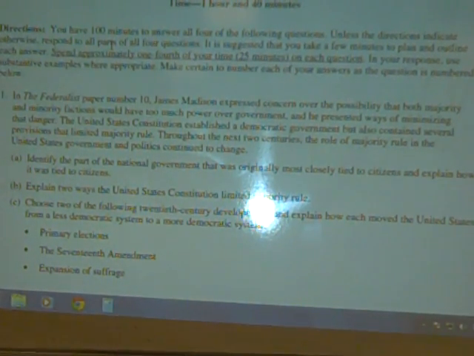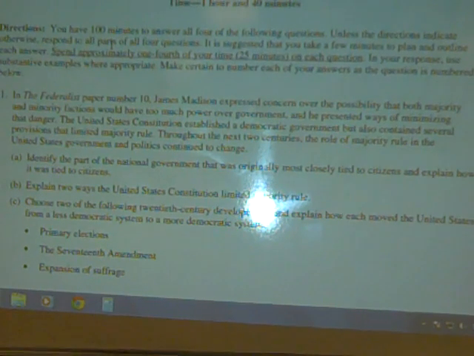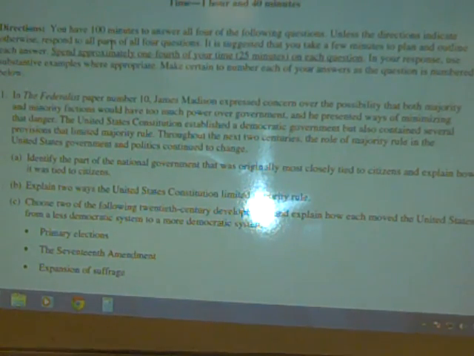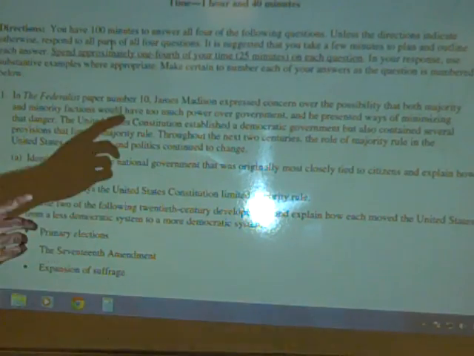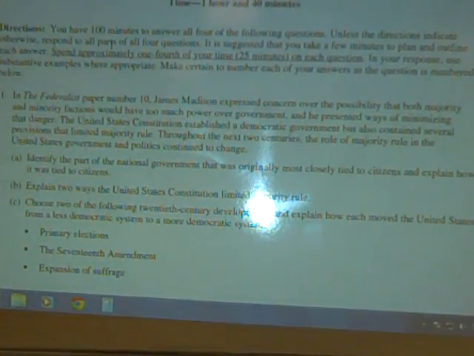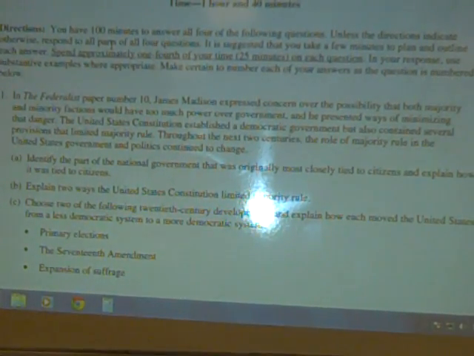The first one says the Federalist Paper number 10, which is one of the ones I tell you to know, kind of not by heart, but know the major topic. Federalist Paper number 10 is about factions. And the one about factions is Federalist number 10. Okay? By James Madison, and factions, by the way, we call them special interest groups today, or just interest groups. Okay? James Madison expressed concern over the possibility that both majority and minority factions would have too much power over government, and he presented ways of minimizing that danger.